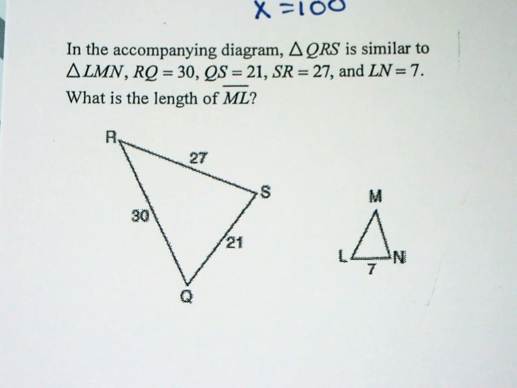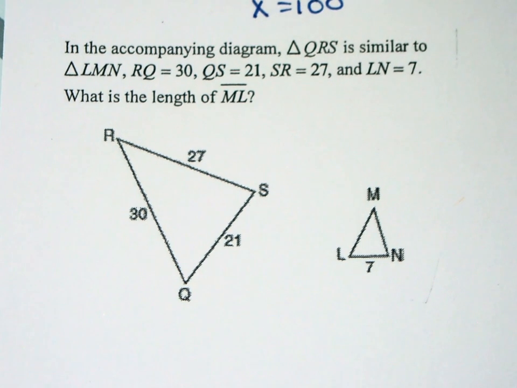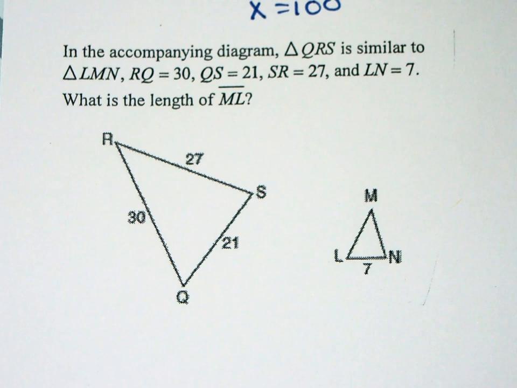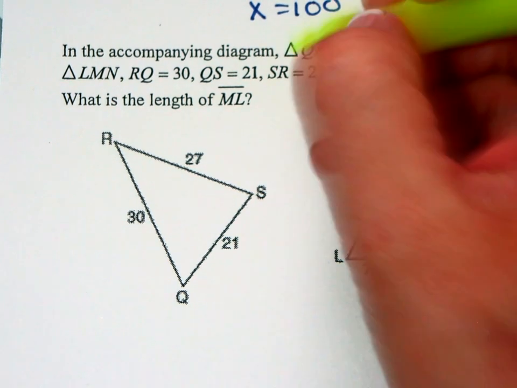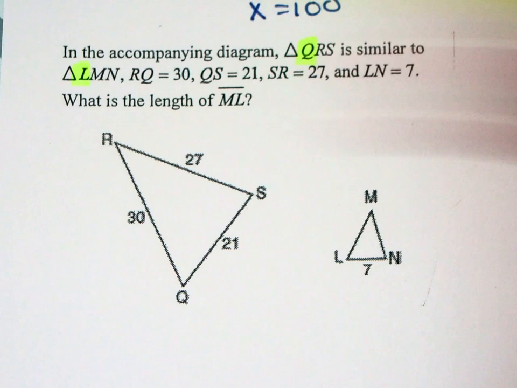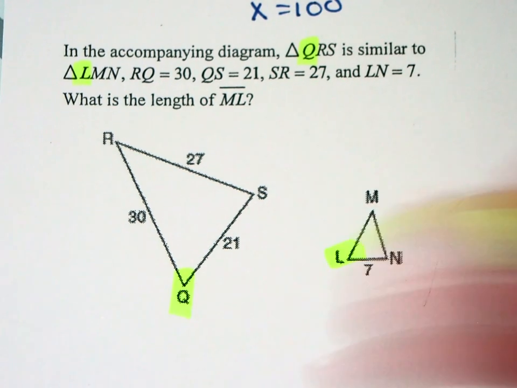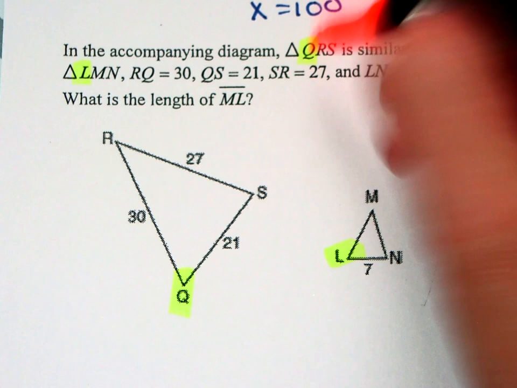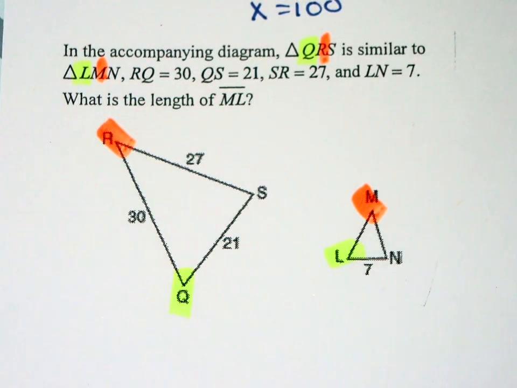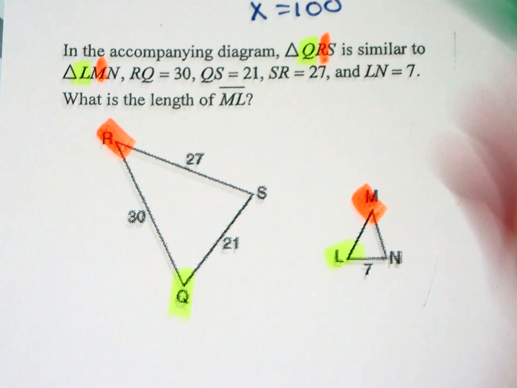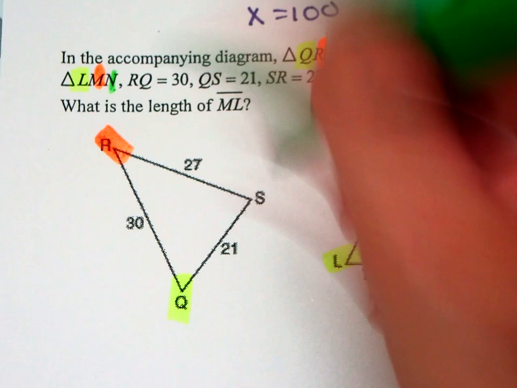All right, let's try our next one. If in the accompanying diagram, triangle QRS is similar to triangle LMN. So I'm going to pause here, and I'm going to match my figures. Q is first, L is first. Q corresponds to L. Then I've got R and M. This just helps me determine how my shape is turned.